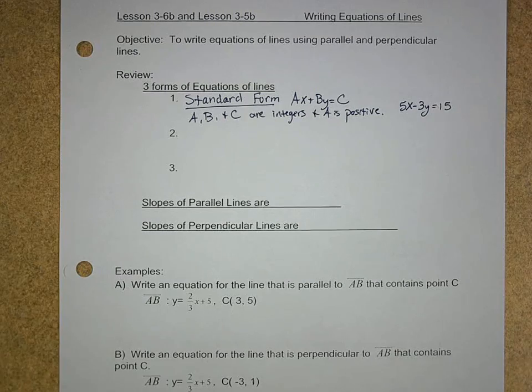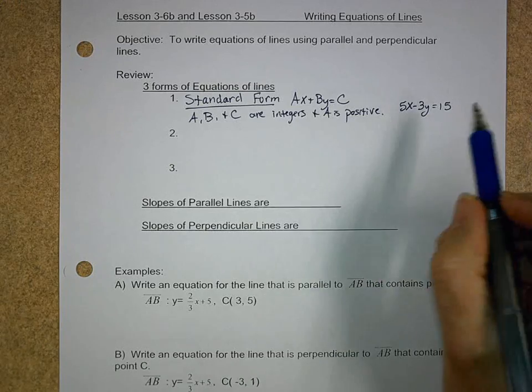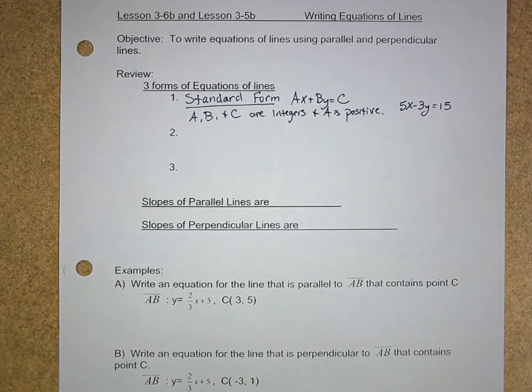It lets us know here the coefficients. Notice there are no decimals. A is positive. It's not the best form. In fact, it's probably my least favorite form.